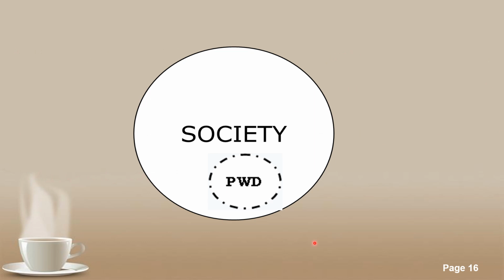If you see this diagram, this is society, and this is people with disabilities. People with disabilities are parts of society. So disability is not a problem of individuals, it is a problem of societies. It must remove social barriers and change the attitudes of societies, peers, and different stakeholders.